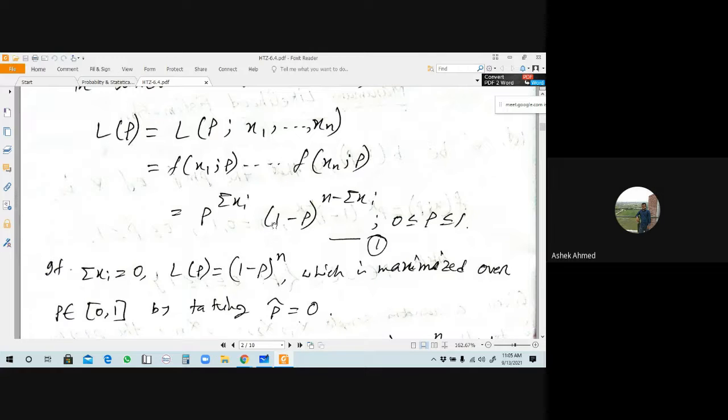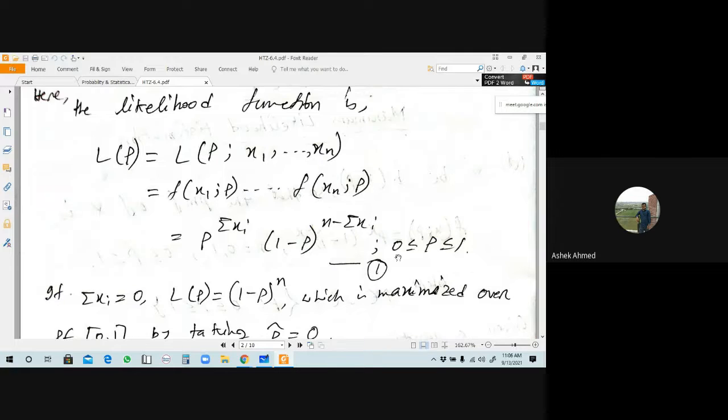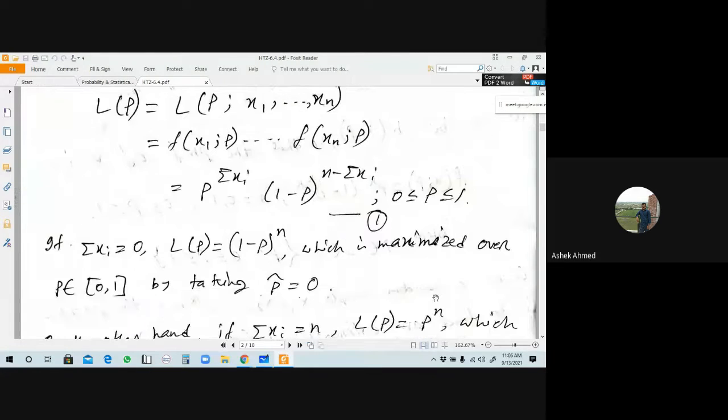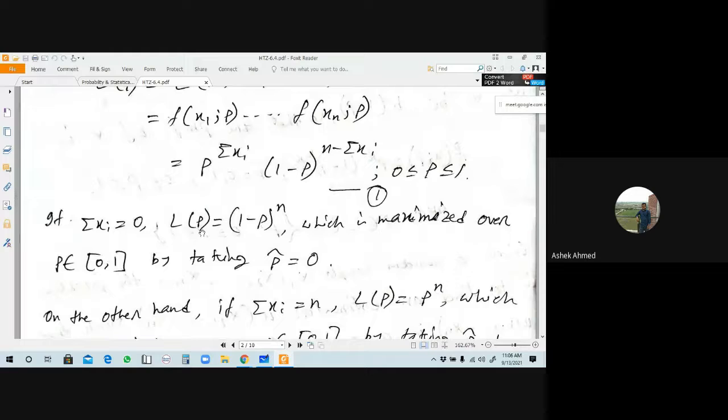p to the power 0 into (1 minus p) whole to the power n minus 0, then what will it be? Only (1 minus p) whole to the power n will remain. Okay, which is maximized over the range. We know that p represents here the probability of success, so the values of probability of success lie between 0 up to 1. Over this range 0 up to 1, the value of L of p will be maximum if you take p equals to 0, which is denoted by p cap, and represents here the maximum likelihood estimation.